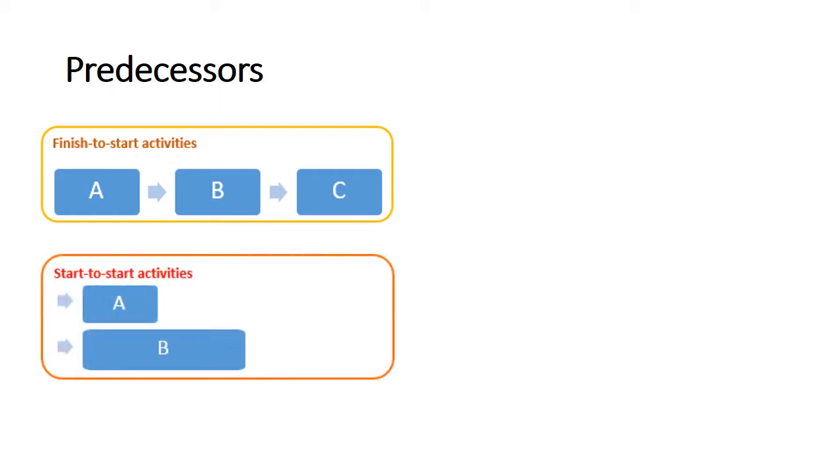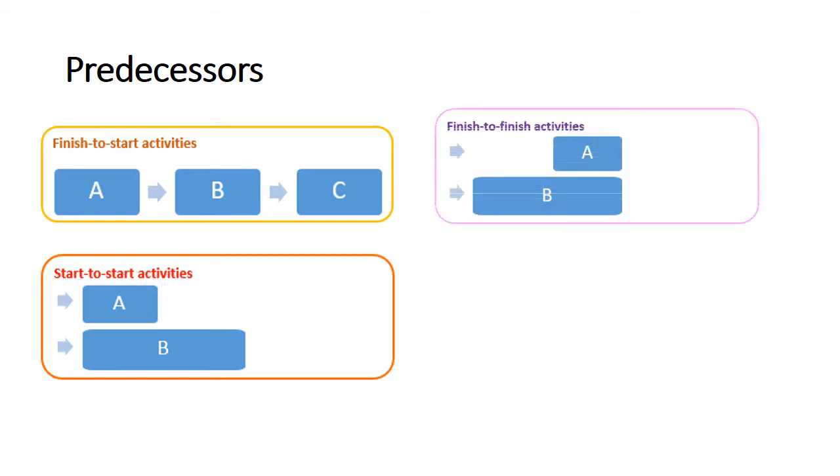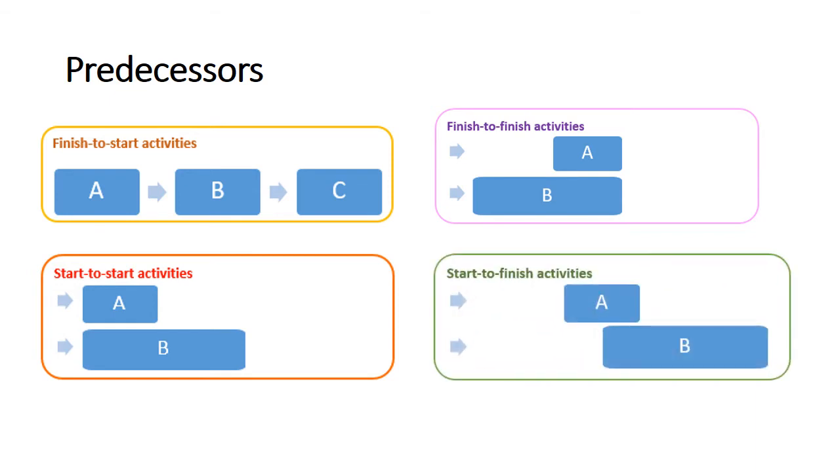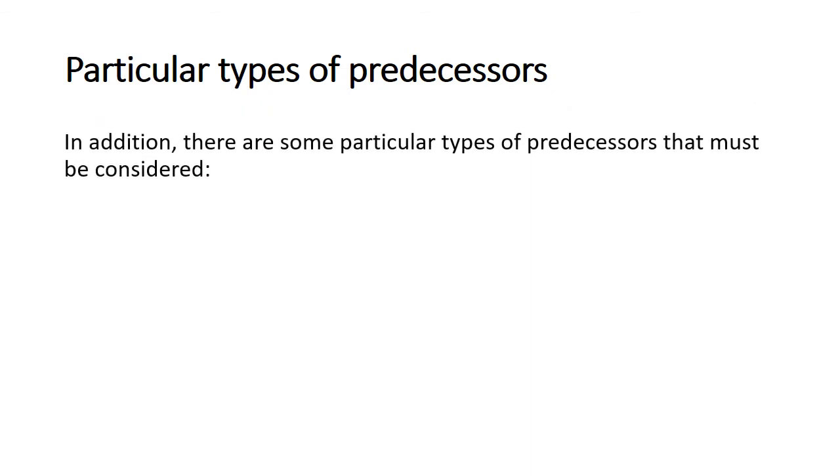The start-to-start predecessor is a little less common, but sometimes you need to coordinate activities so that they both start at the same time, whereas the finish-to-finish predecessor shows activities that finish at the same time. It is possible to have start-to-finish (SF) predecessors. This happens when activities require that another task be started before the successor task can finish. In addition, there are some particular types of predecessors that must be considered.